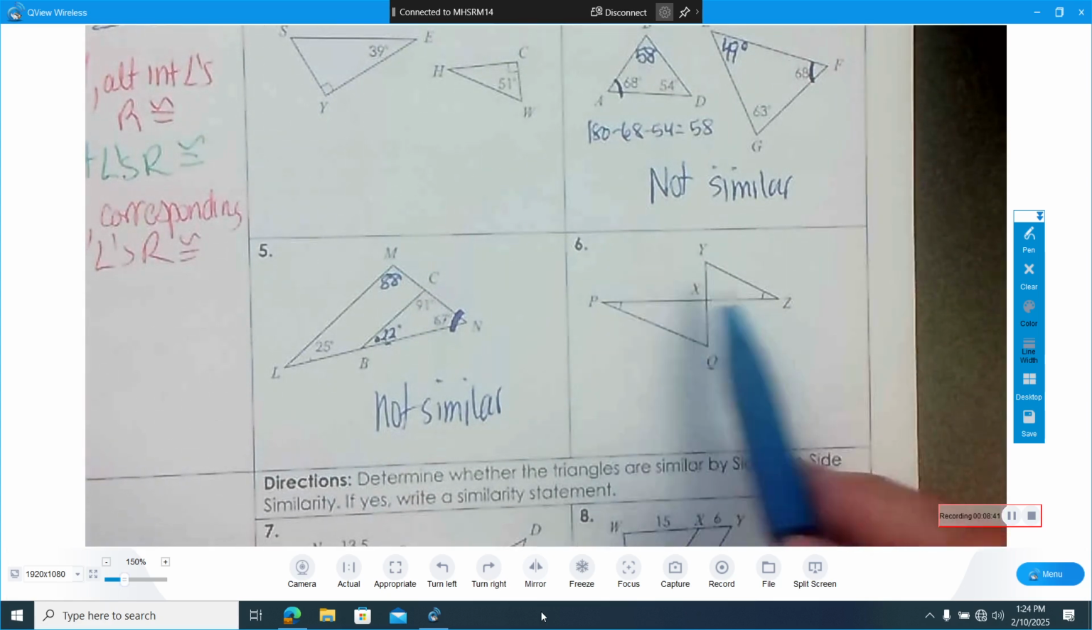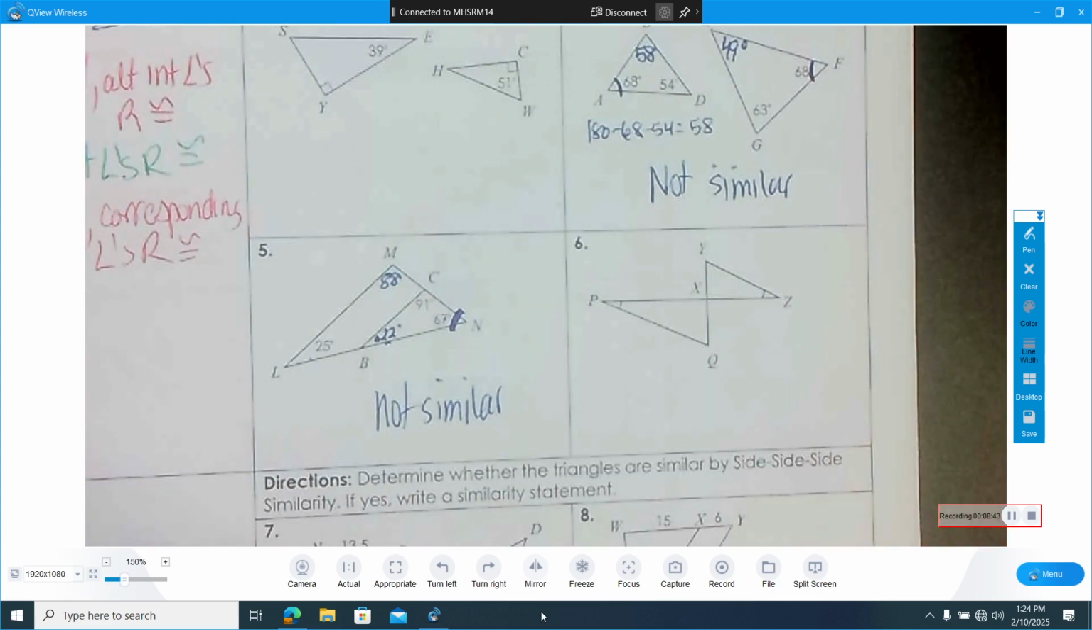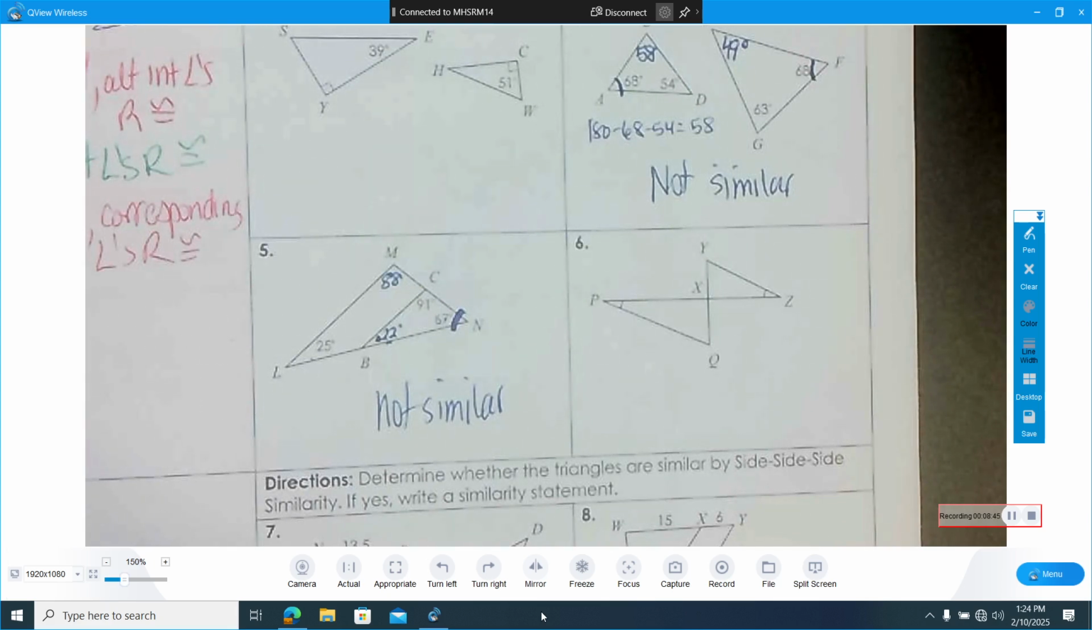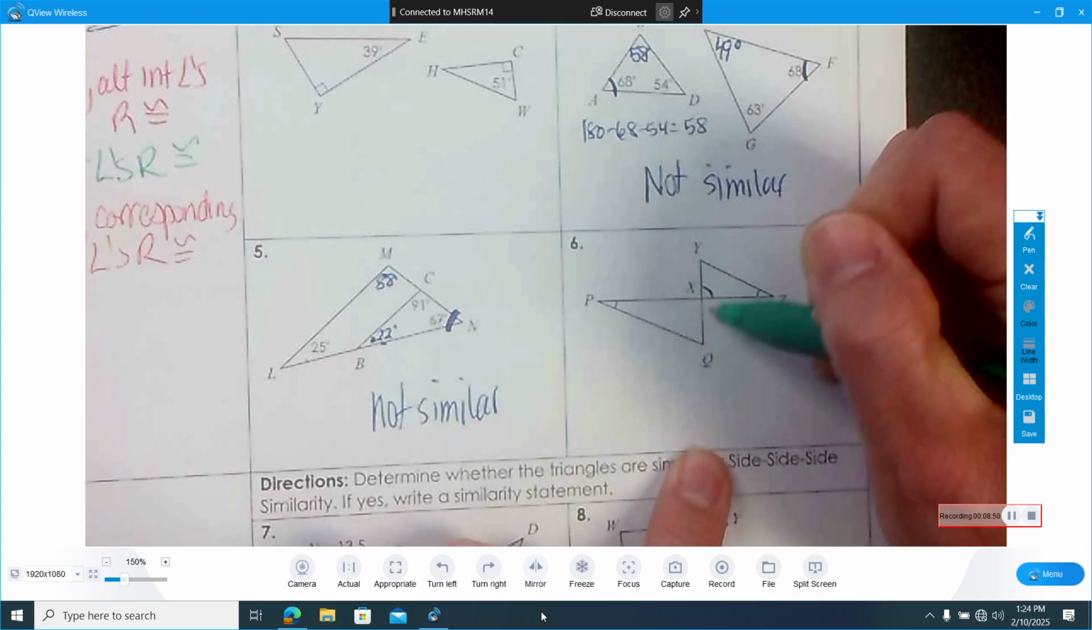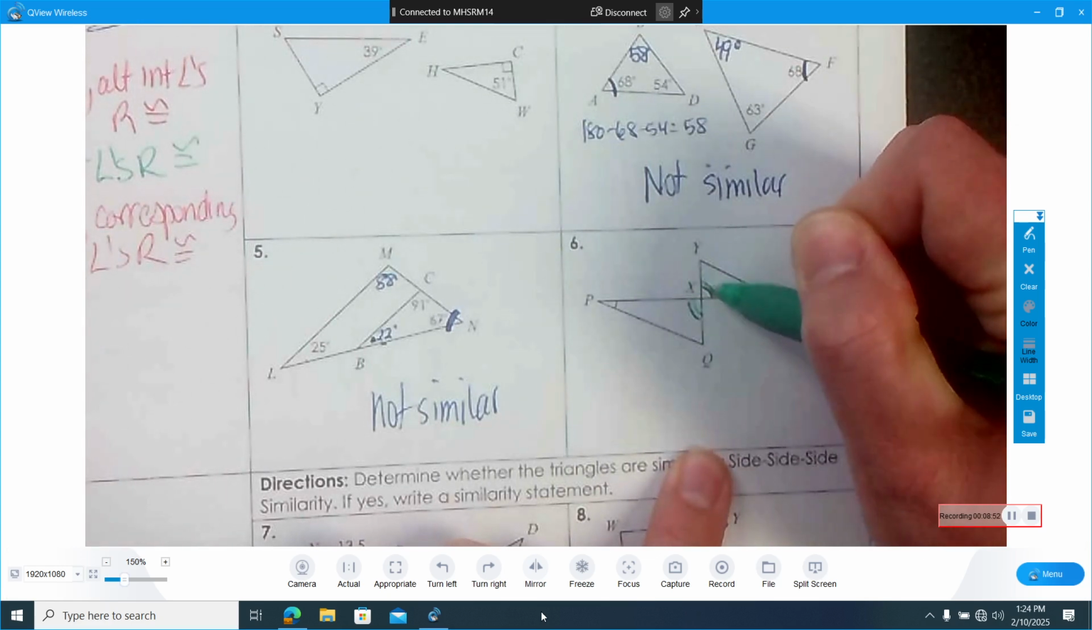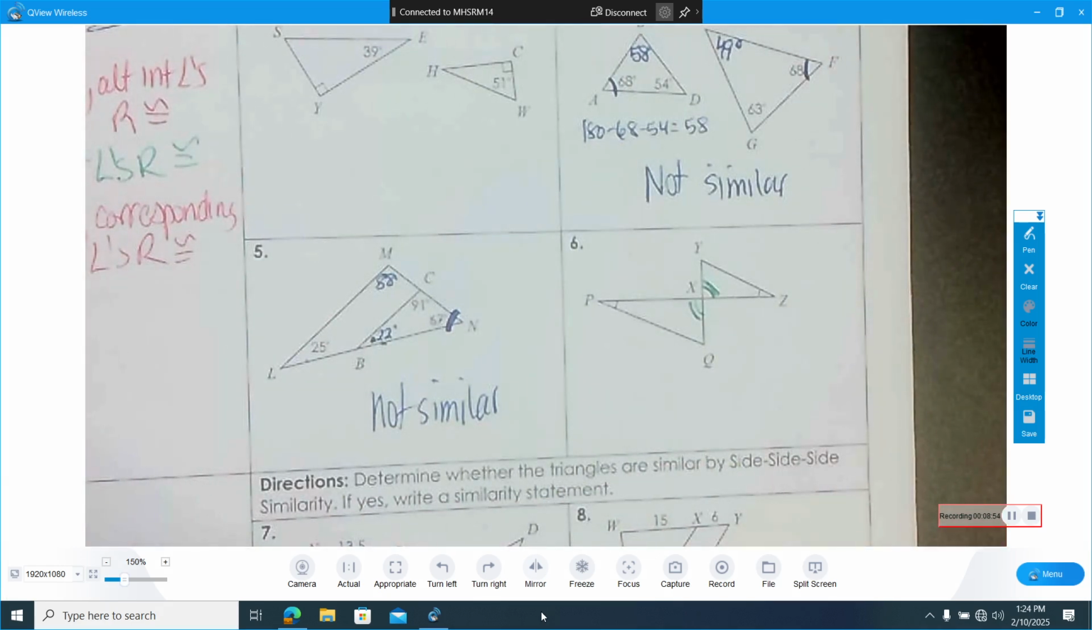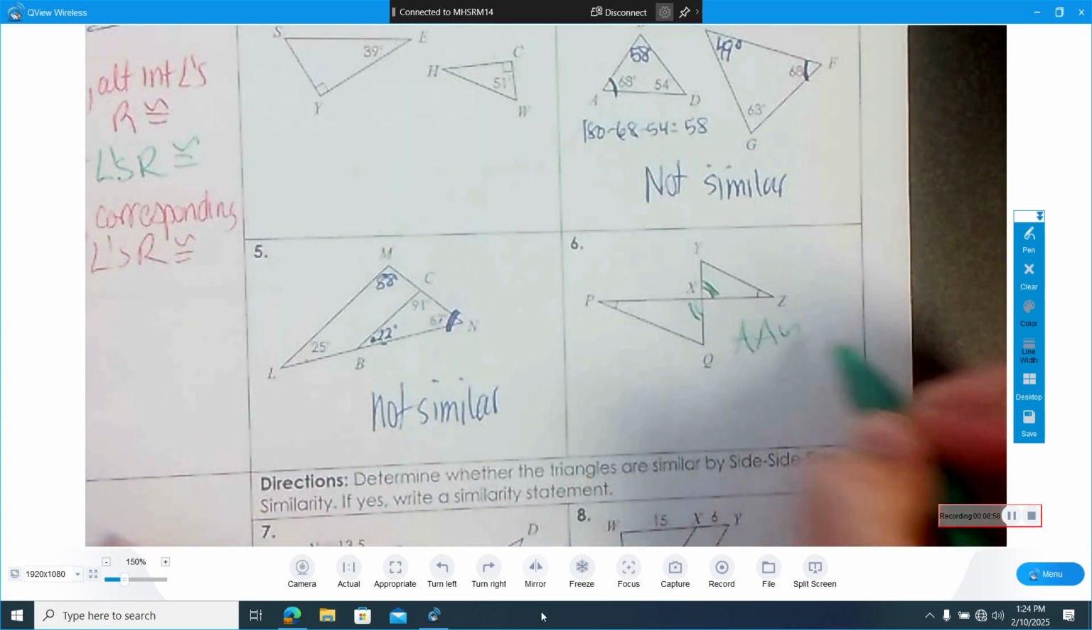What about number 6? We've got a pair of congruent angles. Is there another pair of congruent angles? Yes. Which ones? YXZ and PXQ. Good, YXZ and PXQ, my green angles here. Why are those green angles congruent? Vertical angles are congruent. Good. So we have angle similarity.